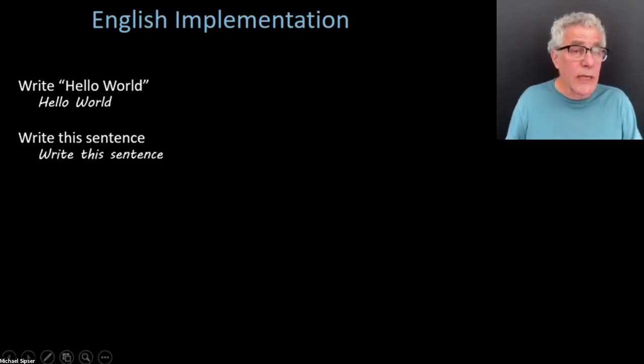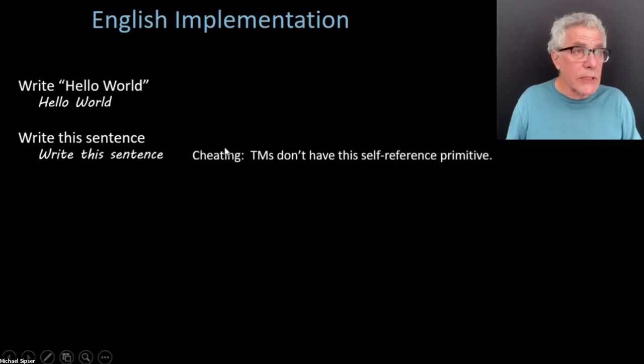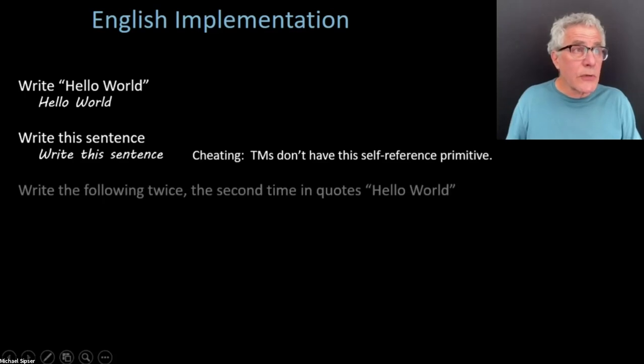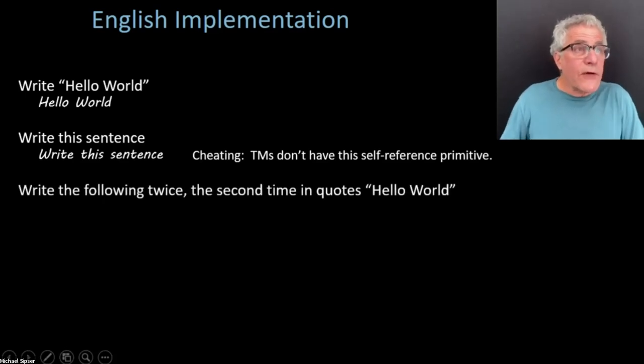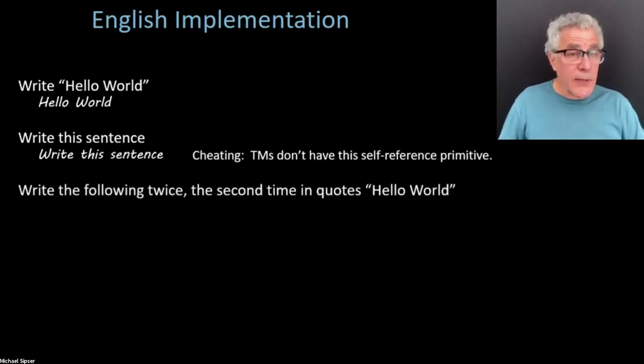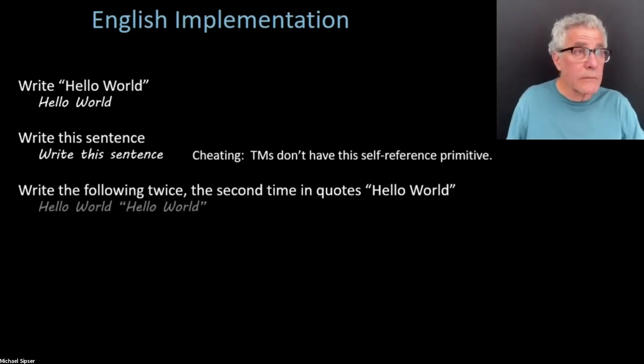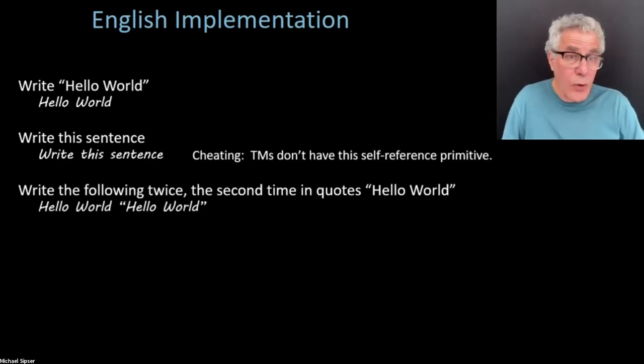So let me show you how to do that in English. Let's look at a slightly more cheating example. Turing machines don't have the self-reference primitive. So let's look at another sentence here. Write the following twice, the second time in quotes. And then hello world. So what do we get if we follow that instruction? Well, you get hello world, and then hello world again, now in quotes.